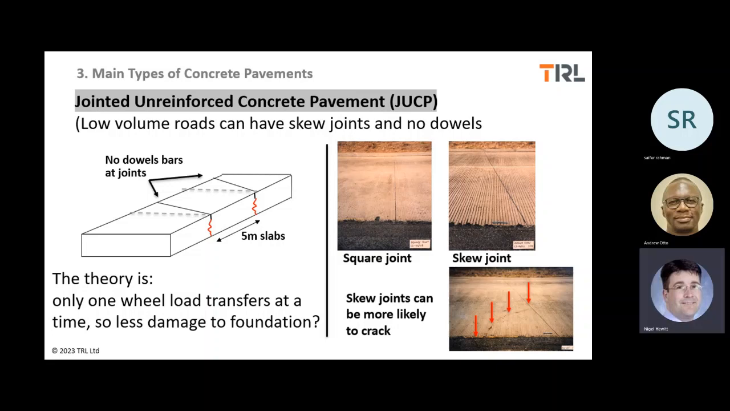You don't have dowels, and some people like to skew the joints because the theory is that instead of having two wheels going from one slab to the next at the same time, you have one then the other, so it's less of a shock to the subbase. But this is, as I say, for very low volume roads.